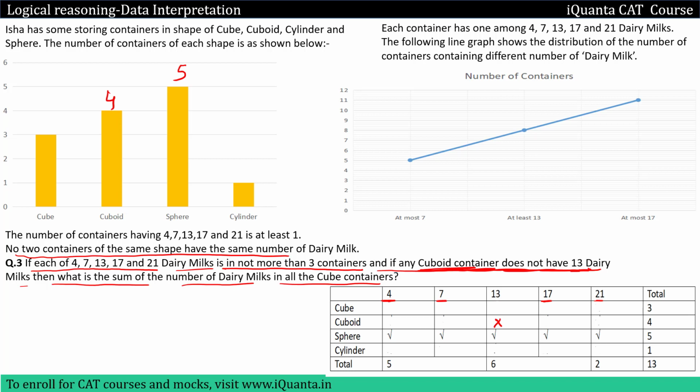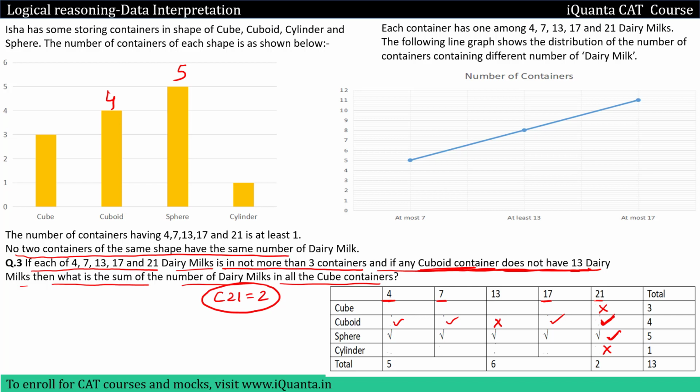So I'll be putting check marks in cuboid container. It can have 4 chocolates, it can have 7 chocolates, it can have 17 and it can have 21 chocolates. Now we already found out in question number 1 that the number of containers having 21 chocolates will be equal to 2, and we can see that one of them is a cuboid and one of them is a sphere over here. So that means no other container of shape cuboid, cylinder can have 21 chocolates. So we'll put crosses over here. I hope this much is clear.